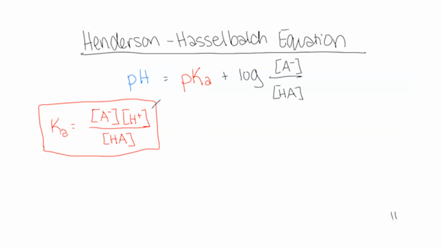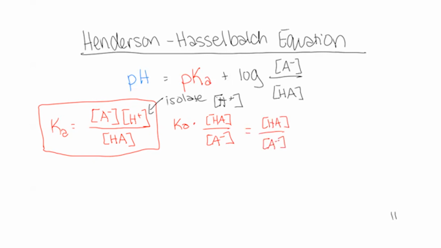And so we want to isolate this, and then we're going to convert it into the P form. But first, let's just rearrange this equation. We need to multiply both sides by the concentration of HA over the concentration of A minus, in order to cancel out these terms. So we can say Ka times HA over A minus equals HA over A minus, and I'm talking concentrations here in each of these cases.